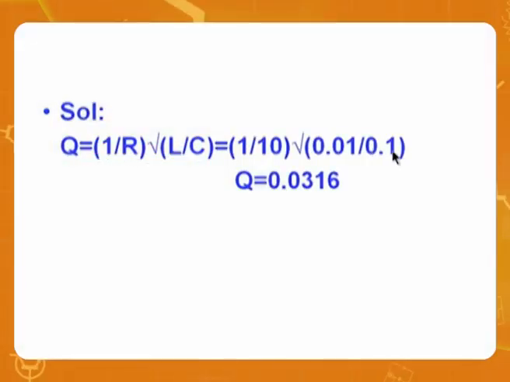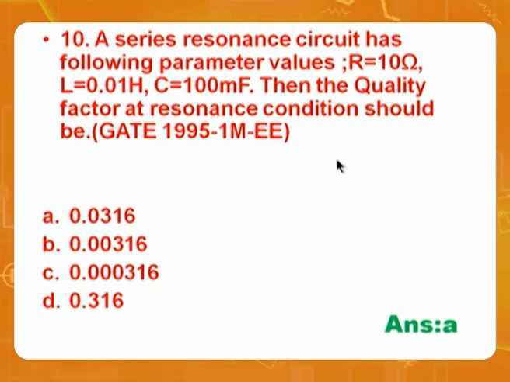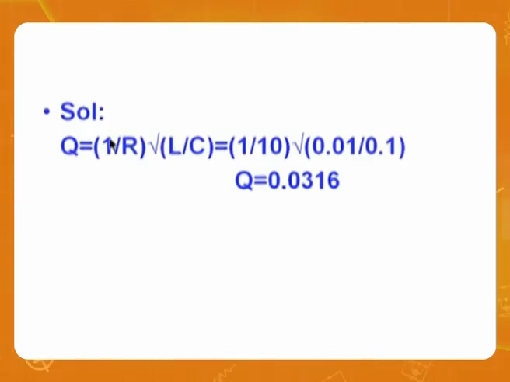Substitute 1 by R root of 0.01 by 0.1. How come this 0.01? Because he gave the values. Inductance is 0.01. Capacitance is 100 into 10 power minus 3, which is 0.1. That's why the answer is 0.0316. Therefore, the option is A.